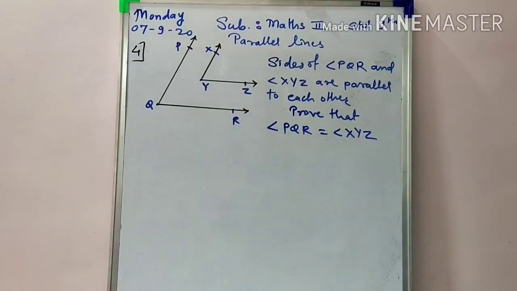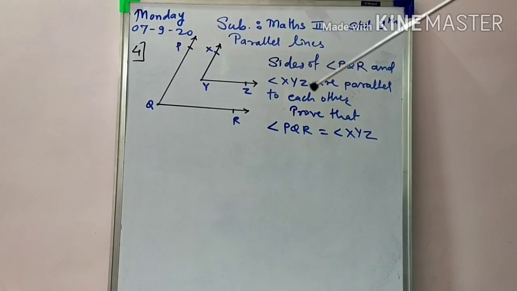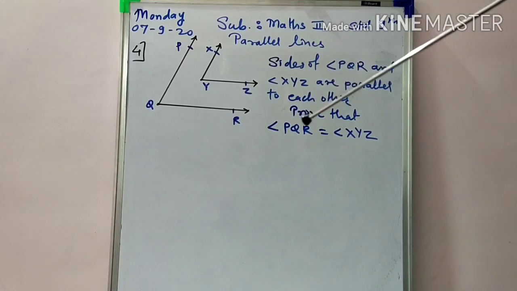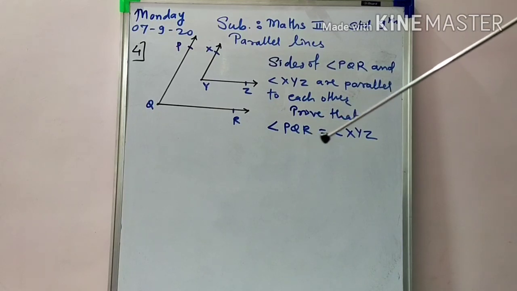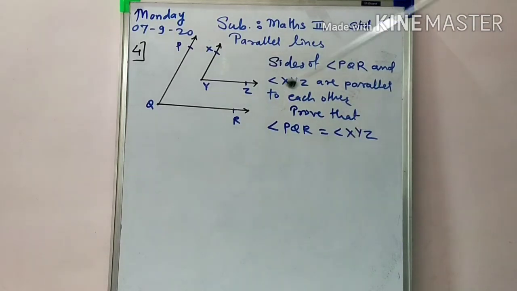Okay, now we try to solve the fourth one. Here we are given that the sides of angle PQR and angle XYZ are parallel to each other. Then prove that the two angles have equal measures: angle PQR equals angle XYZ.